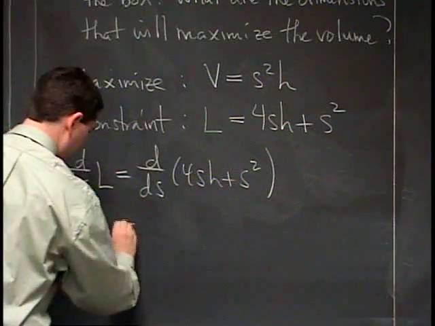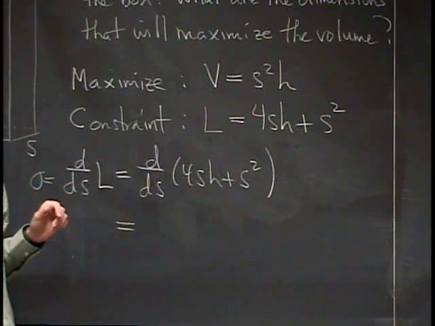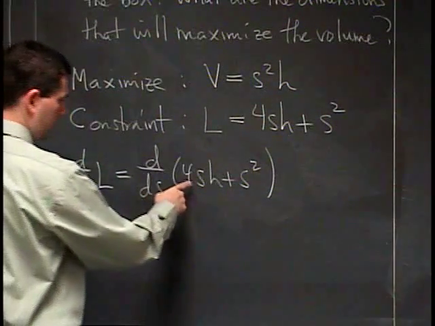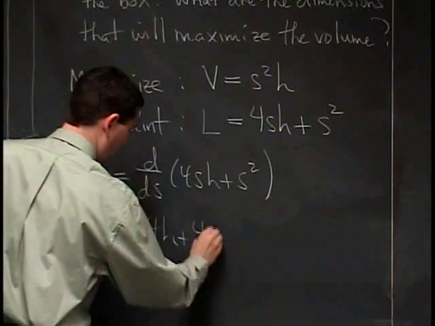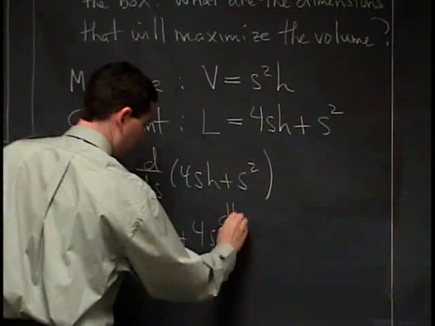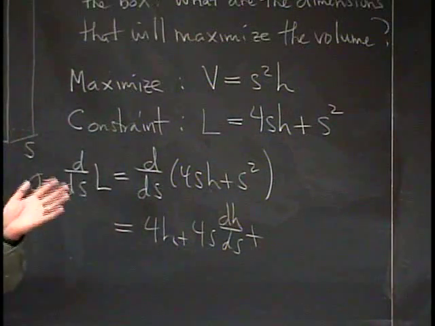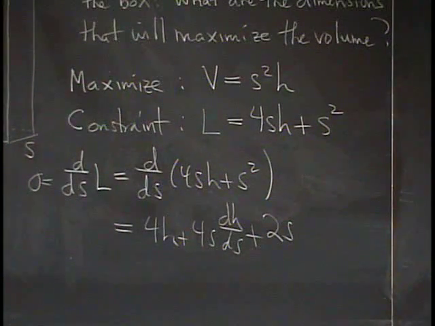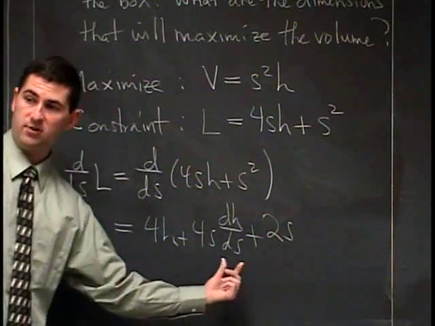And on the other hand, I do the derivative of 4SH. Then I have to use, again, the product rule. So I'll say the derivative of 4S first, which is 4 times H, plus 4S times the derivative of H, which is dH/dS, plus the derivative of S squared, which is the easy part, 2S. Okay, so 0 equals 4H plus 4S dH/dS plus 2S. And now I can solve for dH/dS.